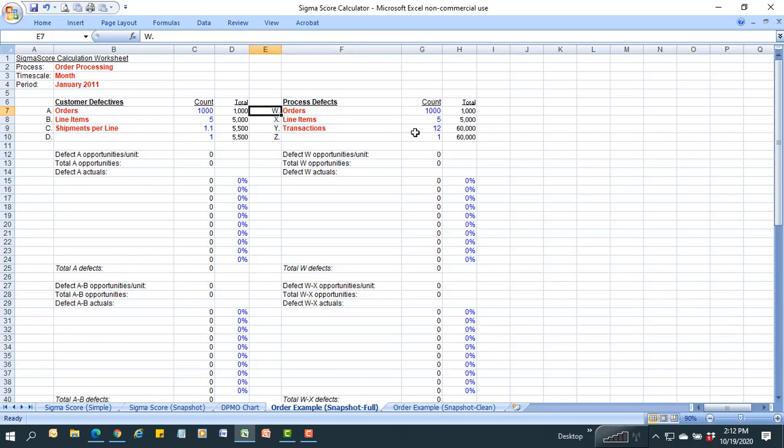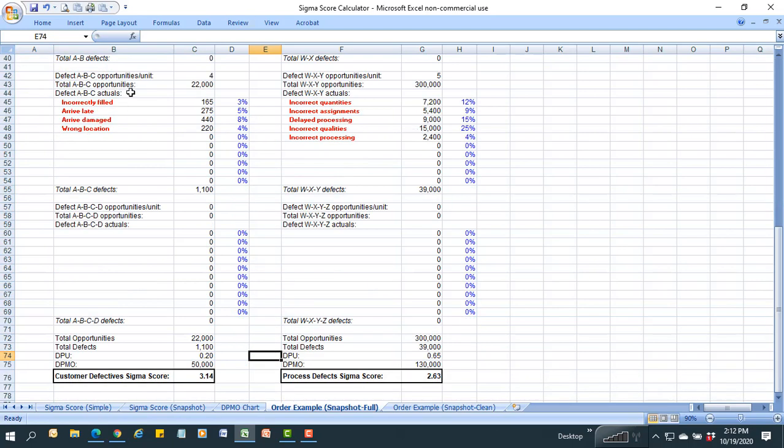Because these are 3-dimensional, I can basically skip the 1-dimensional and 2-dimensional defects on this page, come down to the 3-dimensional and say on the customer side, the shipment item could be incorrectly filled, arrive late, arrive damaged, or go to the wrong location. On the process side, that could be because I have incorrect quantities, incorrect assignments, delayed processing, incorrect qualities, or incorrect processing. And again, I make a guess at what some of these are. In your measure phase, you're not guessing anymore.